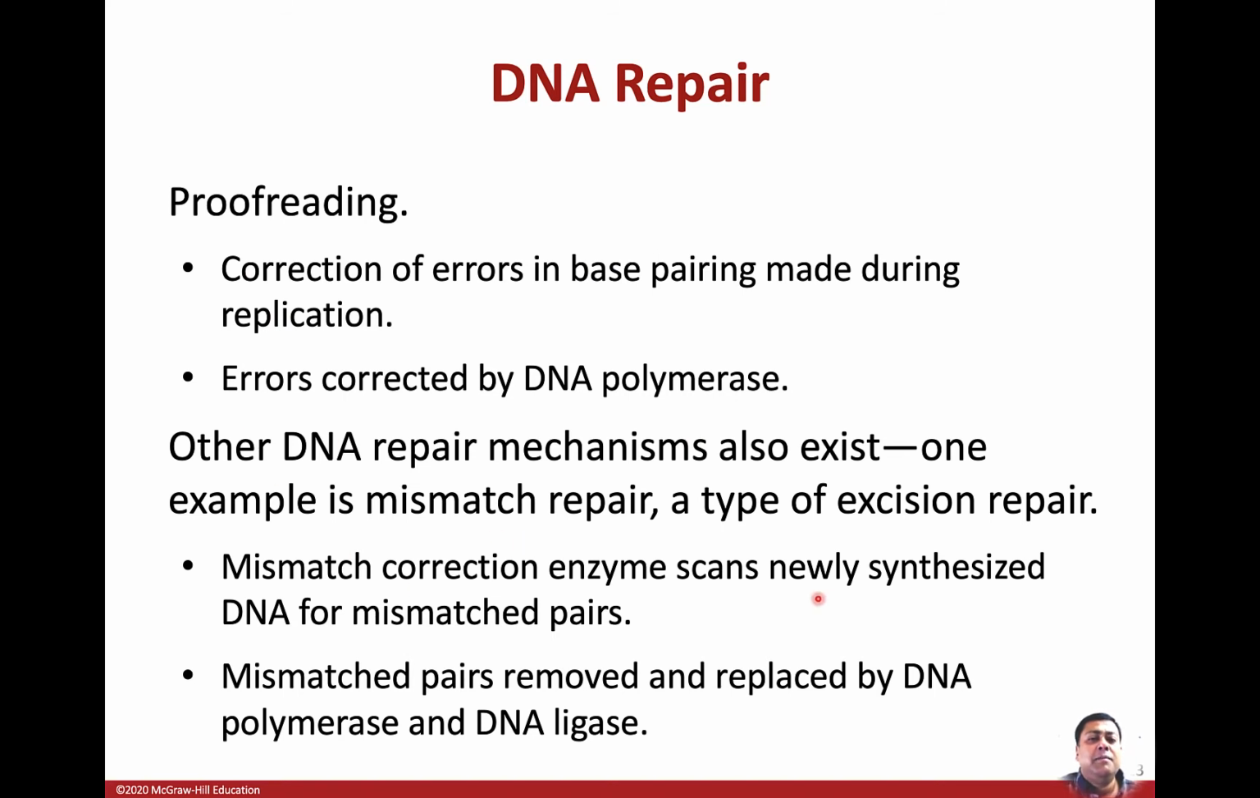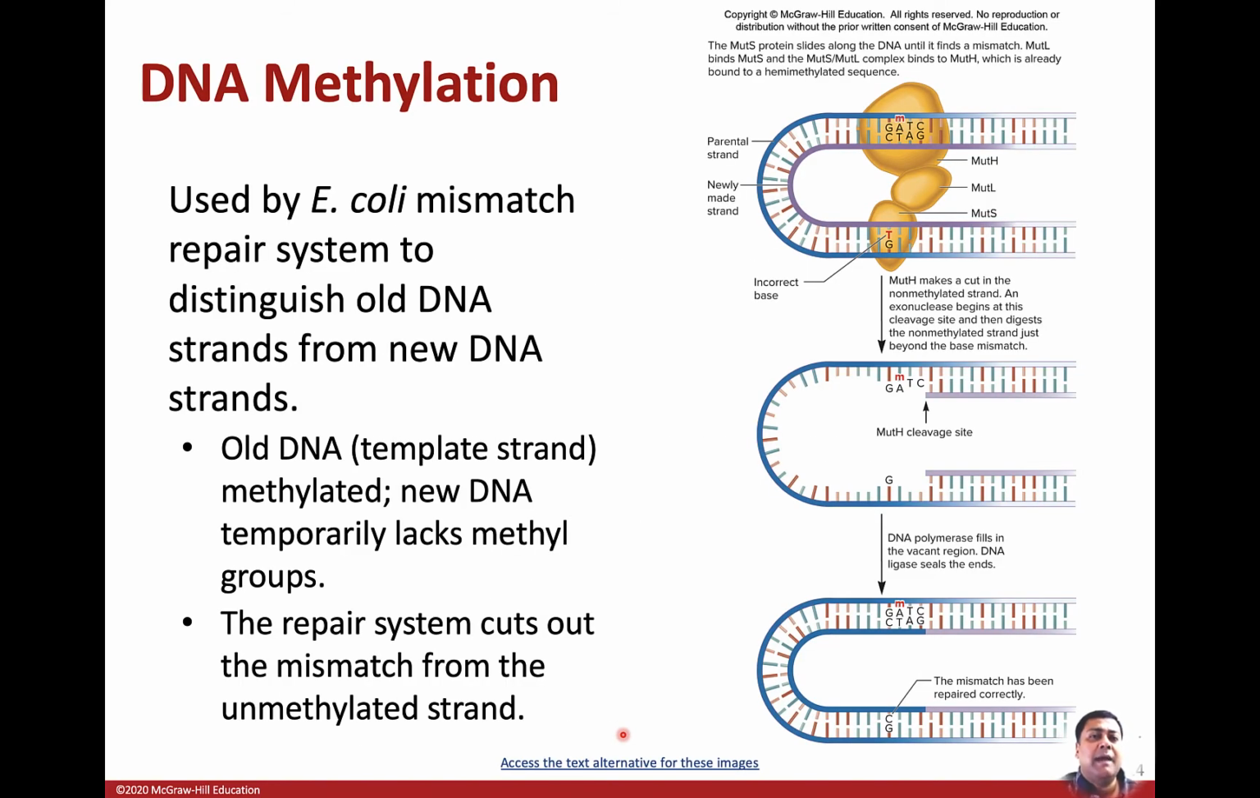Other DNA repair mechanisms also exist, and one example is mismatch repair. This is a type of excision repair, where a piece of DNA is cut out where there is a problem. This mismatch correction enzyme scans the newly synthesized DNA for mismatched pairs, and the mismatched pairs are removed and replaced by the DNA polymerase and the DNA ligase. So let's take a look at how this happens.